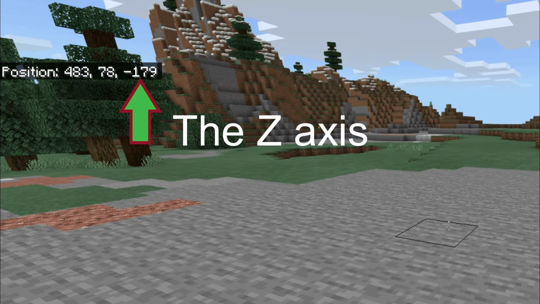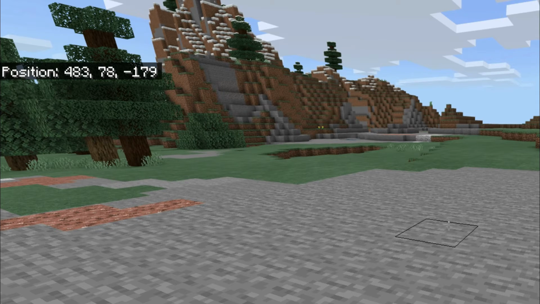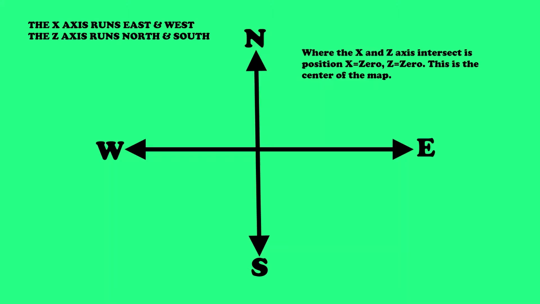And then the third one is the z-axis, and that runs south, north, north, south. And the next thing that you'll need to know is you'll notice that the z-axis has a minus sign in front of it, and I'm going to cover what that means in a minute.